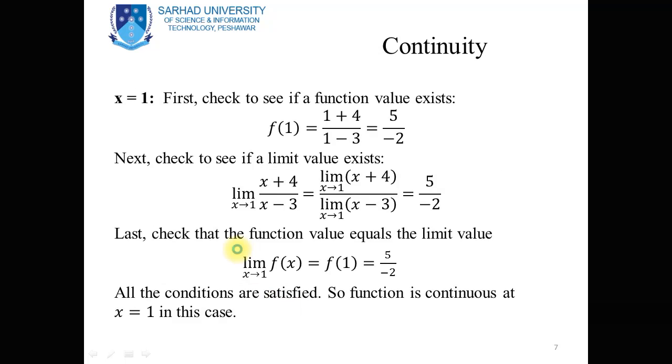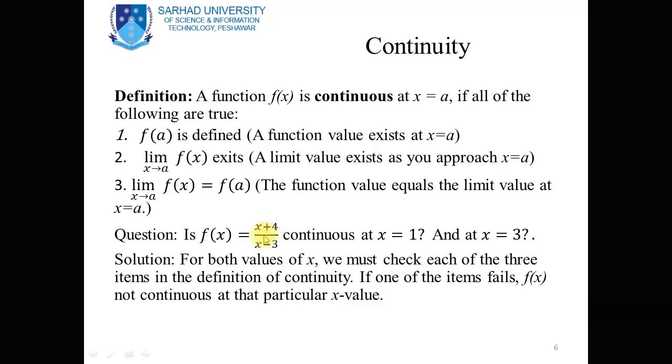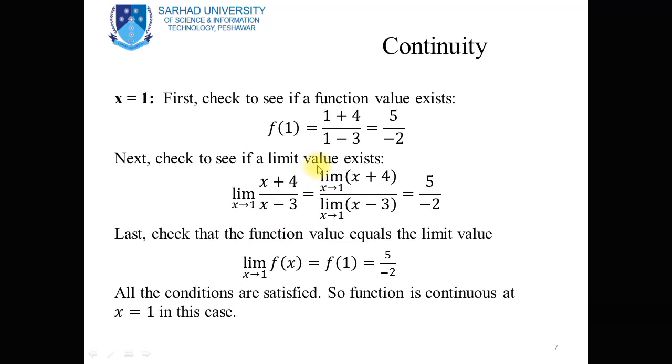For example, we check the function continuity at x is equal to 1. So we put x is equal to 1. This is actually the function value. If the function value exists, like you see over here, putting x is equal to 1 in this function, 1 plus 4 is 5, 1 minus 3 is minus 2. So this is 5 by 2.